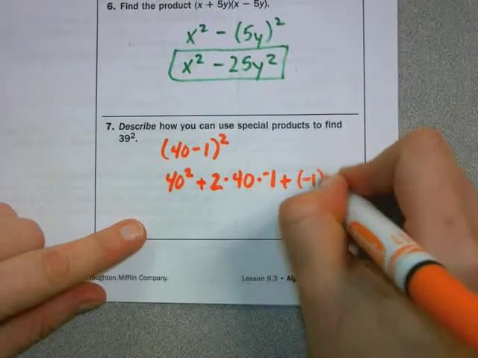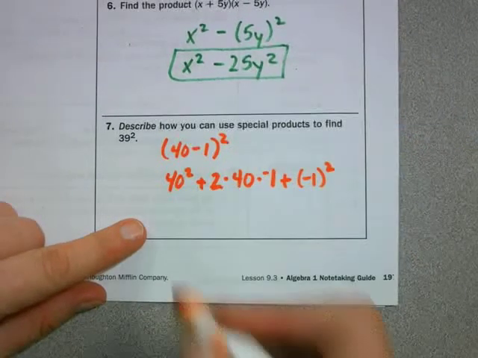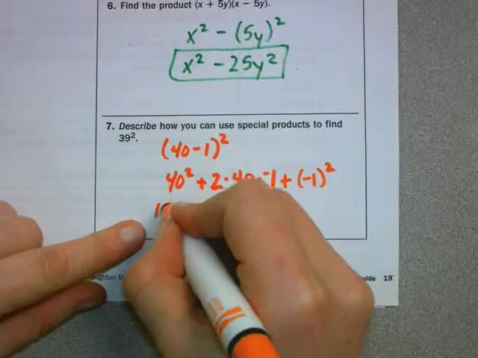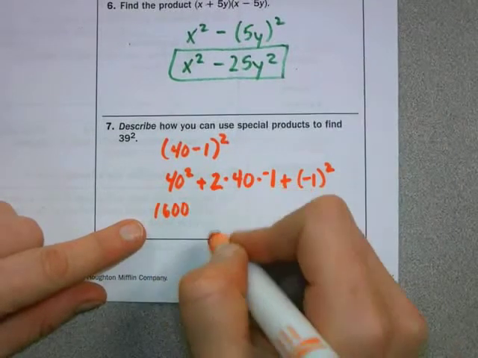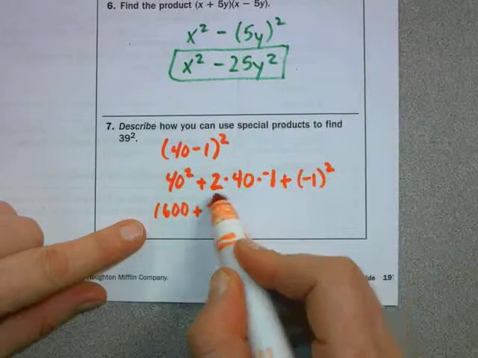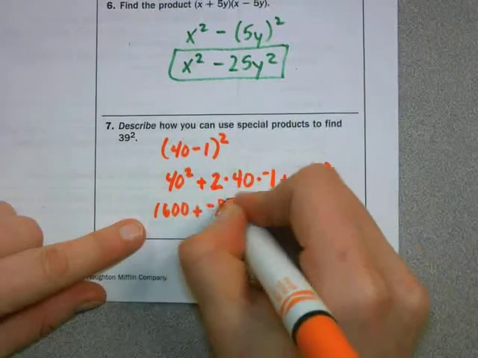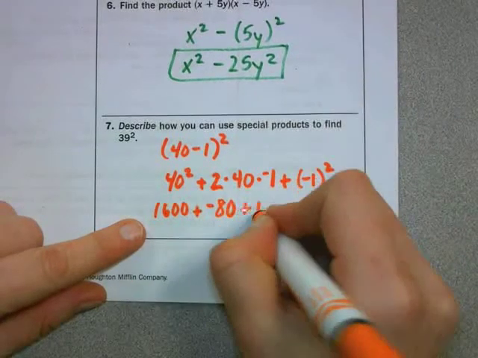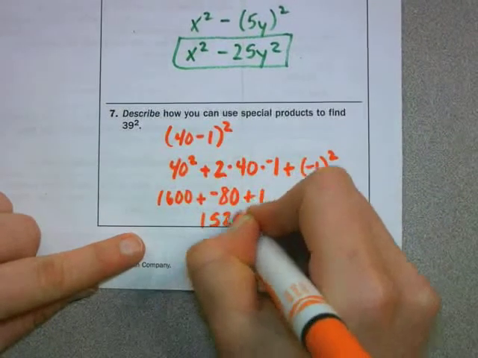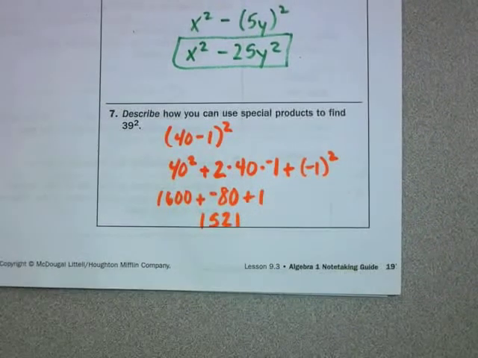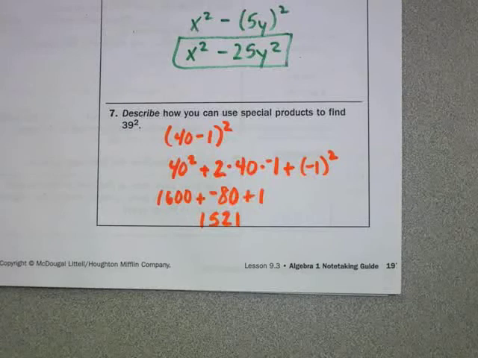So 40 squared is 1600, 4 times 4 is 16, add your 2 zeros, plus a negative 80, we're multiplying there, plus 1. And when I enter that in my calculator, I get 1,521, and that's the same as doing 39 squared on my calculator, okay? So I would use the square of a binomial pattern to help me with that one.